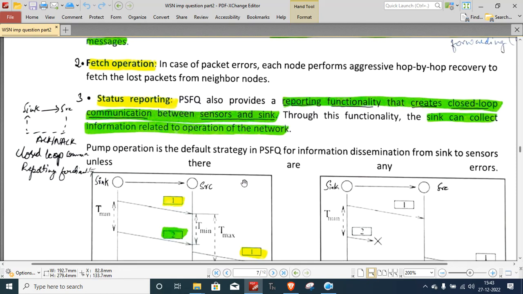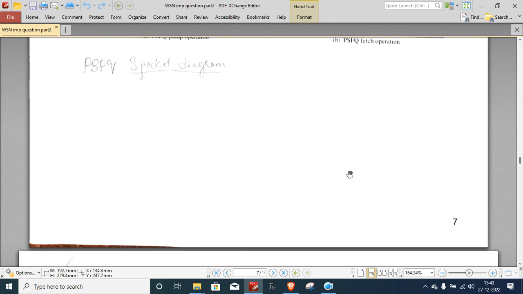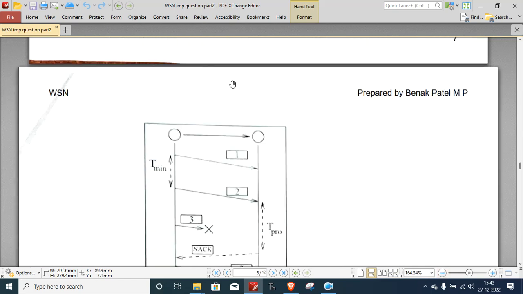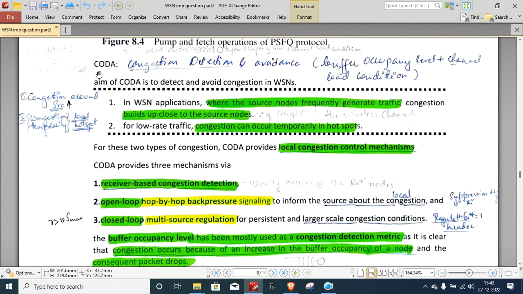So this is about PSFQ, and in our next video, let's go through the congestion detection and avoidance protocol.